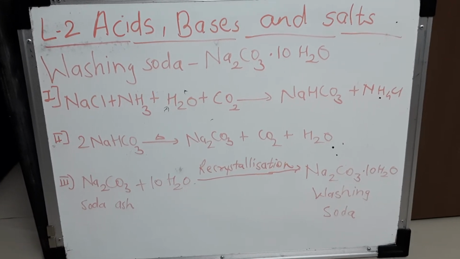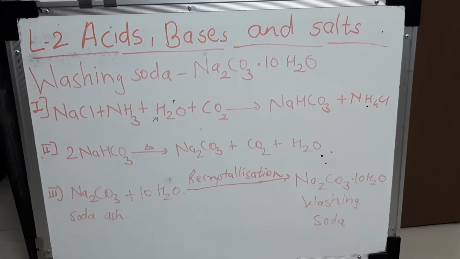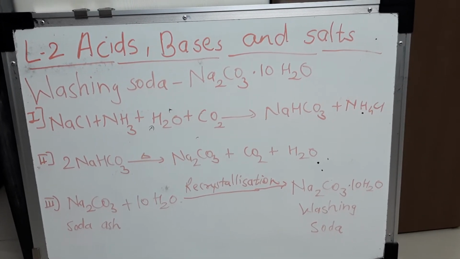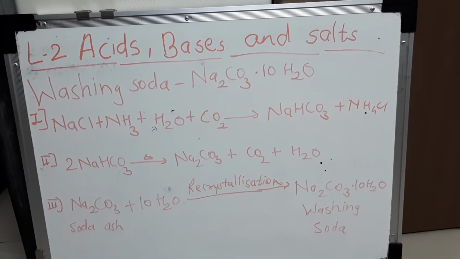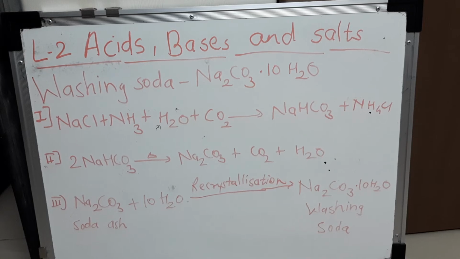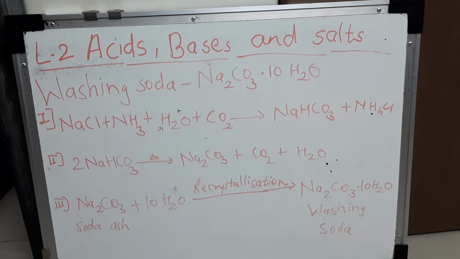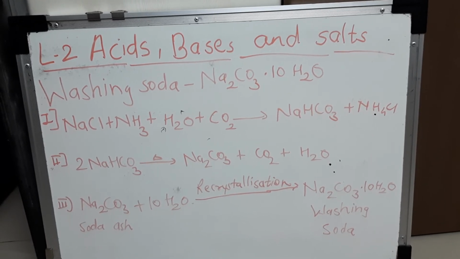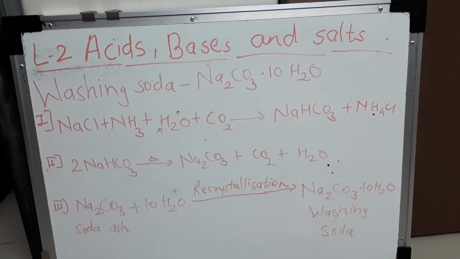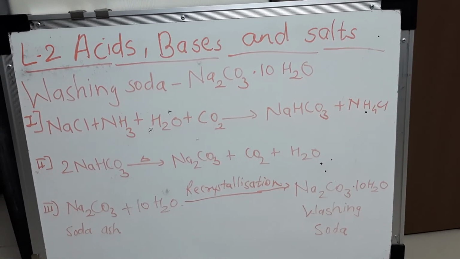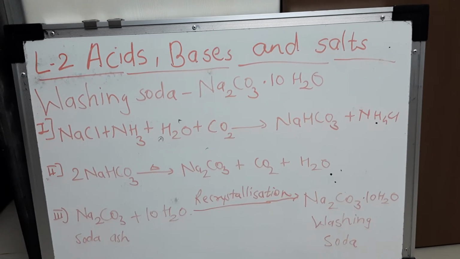Our third product from sodium chloride is washing soda. Washing soda is Na2CO3.10H2O, sodium carbonate decahydrate. Sodium carbonate which does not contain any water of crystallization is called anhydrous sodium carbonate. Means if you are only using Na2CO3, it is called anhydrous. Anhydrous means without water of crystallization. Anhydrous sodium carbonate is commonly known as soda ash.